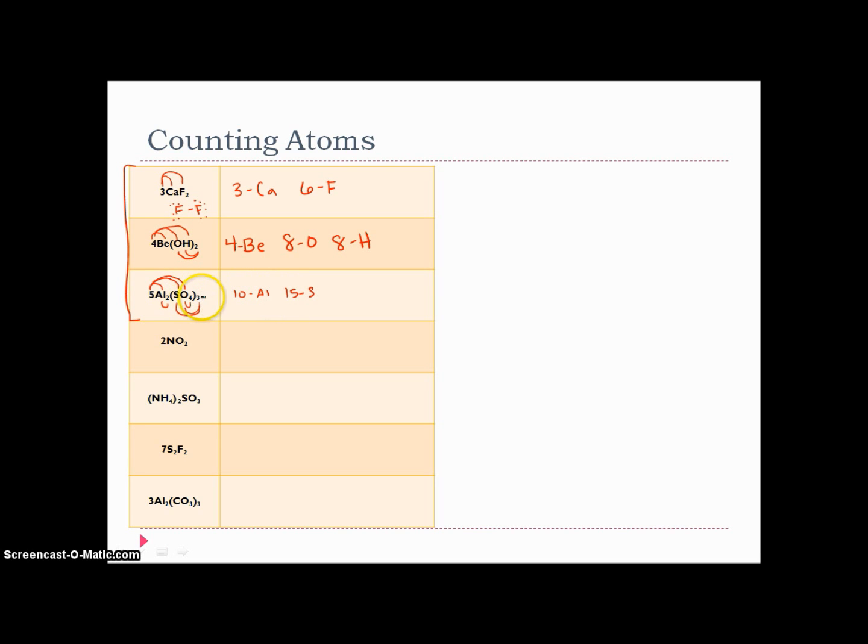And then we have 3 times 4, which is 12 oxygen, times 5, which gives us 60 oxygen. So you can see how those really can get big. So go ahead and pause and do those last 4 for us to make sure that you have this concept.